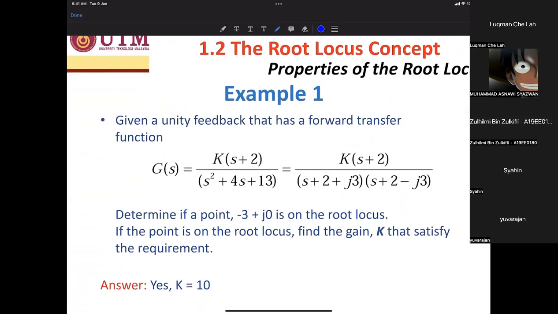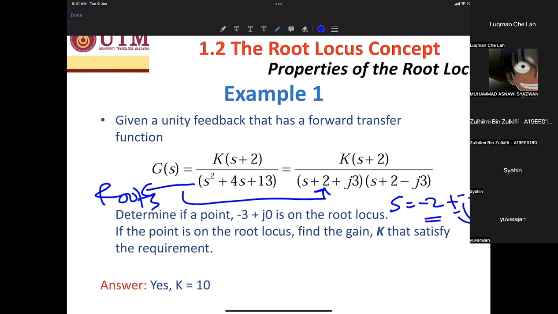Okay, given a unity feedback that has a forward transfer function K(s+2) over (s^2+4s+13). If you find the roots, it will give you a complex number, which is s equal to -2 plus minus j3. So you have a real part and an imaginary part. Then test whether -3 plus j0 is on the root locus or not. Okay, the answer is yes, and the gain K is 10.